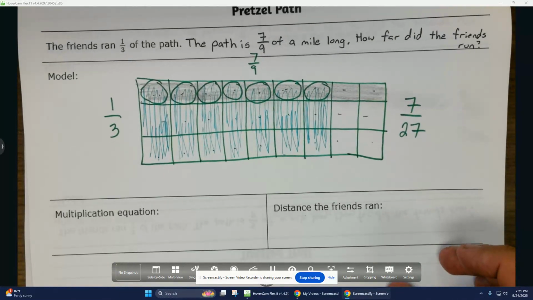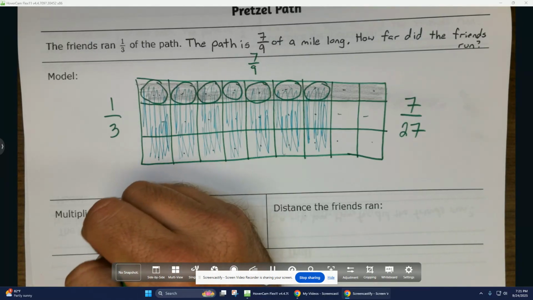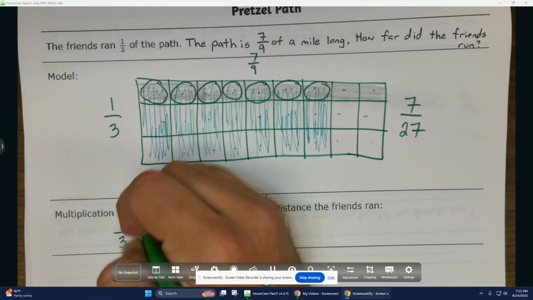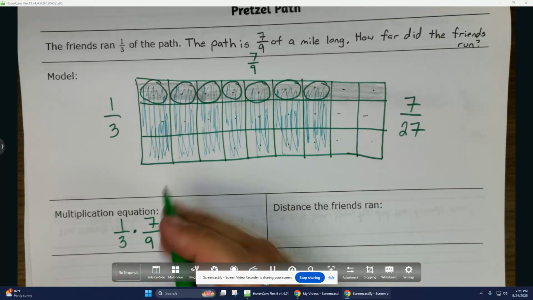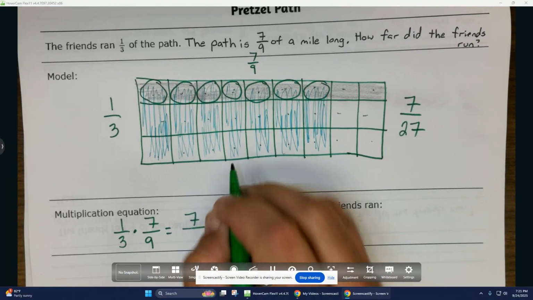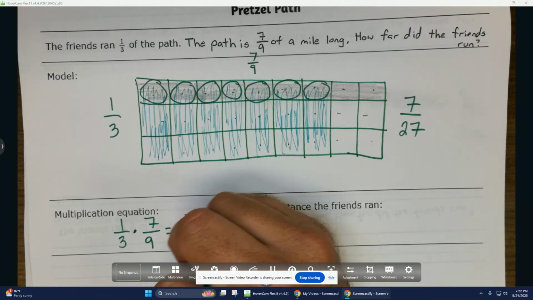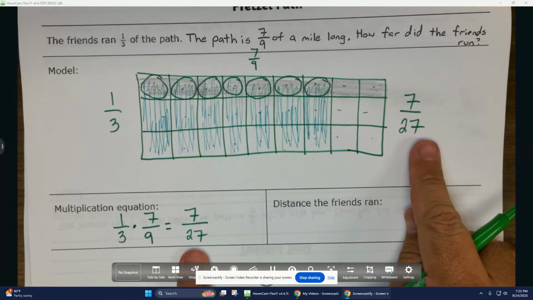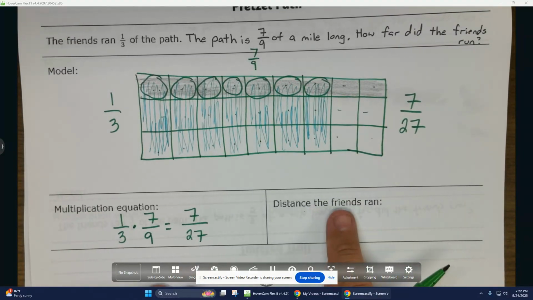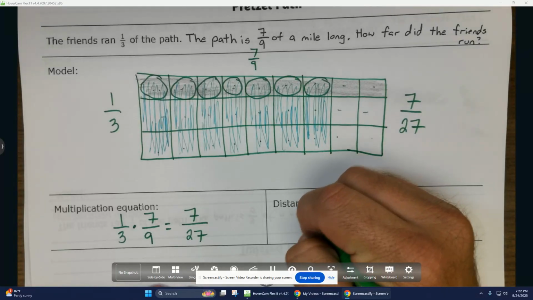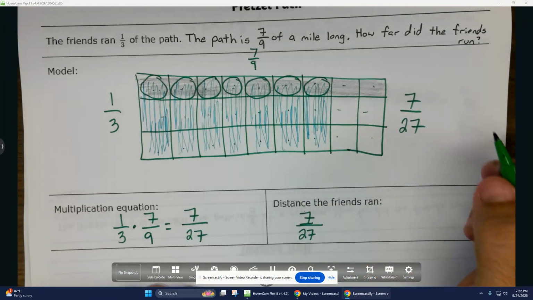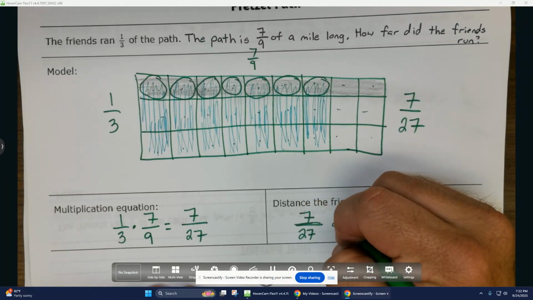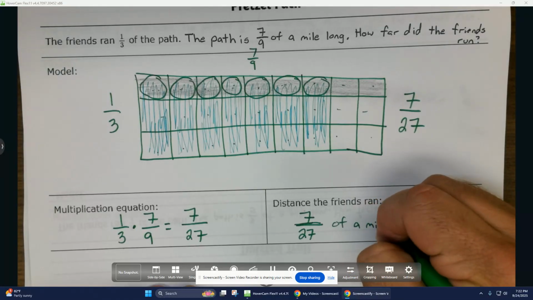Well, go look at your multiplication equation. You had 1/3 and you multiplied it by 7/9. 1 times 7 is 7. 3 times 9 is 27. The model matches up. So what was the distance the friends ran? The friends ran 7 out of 27. Let's try that again. They ran 7/27 of a mile.